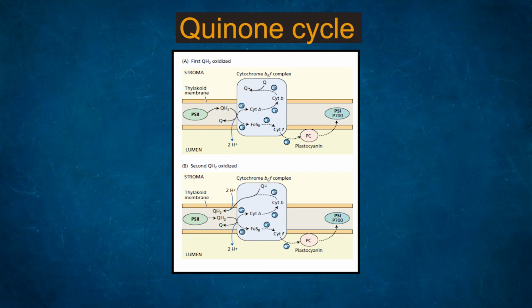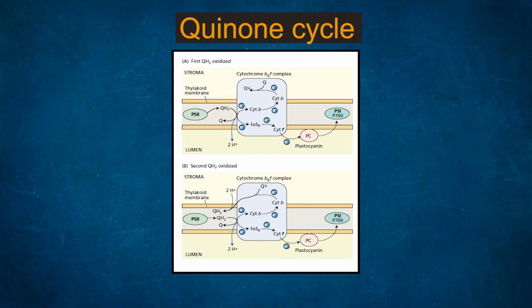The PQH2 comes and binds at the QP site. From PQH2, 2H+ moves towards the lumen. Now, there are two electrons, so one electron flows towards the linear pathway, that is through the iron sulfur proteins and then to the cytochrome F, and then it moves towards plastocyanin. Whereas the other electron flows from cytochrome B, and then it moves towards another plastoquinone molecule present at the QN site.